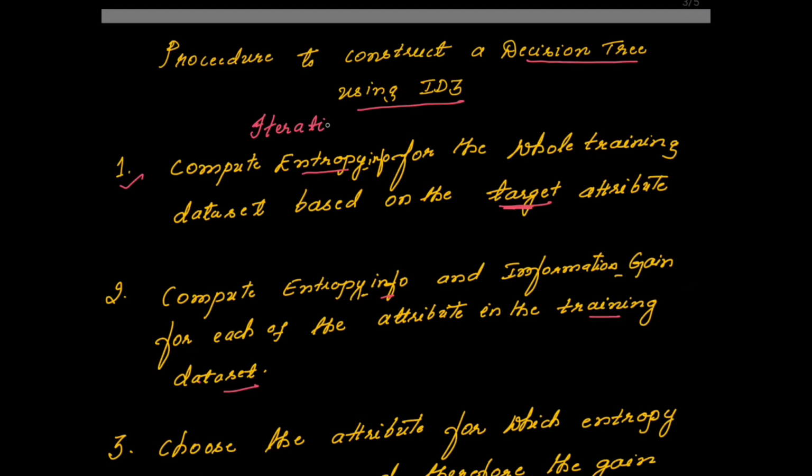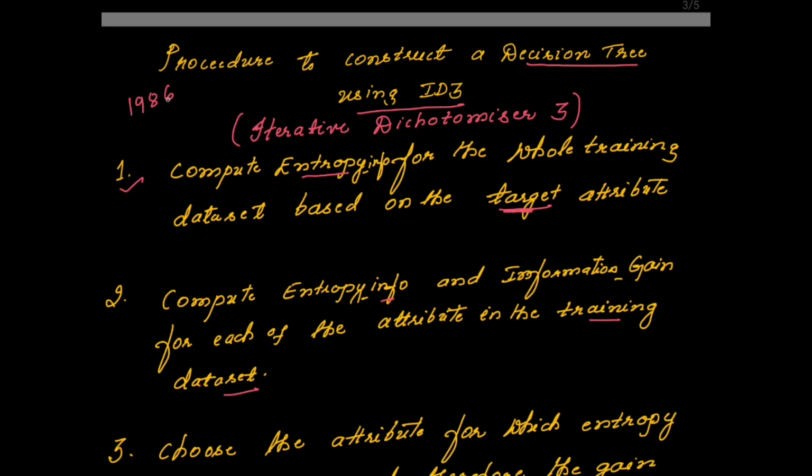ID3 stands for Iterative Dichotomiser 3. In summary, ID3 is a decision tree algorithm developed in 1986. It is used for classification and regression problems. It builds a decision tree by selecting the feature that gives the highest information gain at each step.